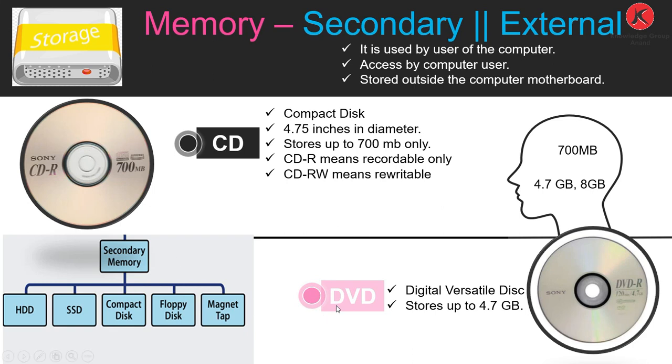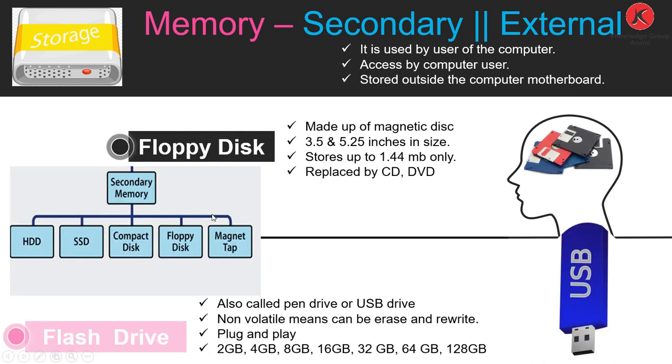Next, DVD means digital versatile disk. It can store more data than the CD. The size is the same, but it has a larger storage capacity than a CD. It can store up to 4.7 GB of data. Next one is the floppy disk.